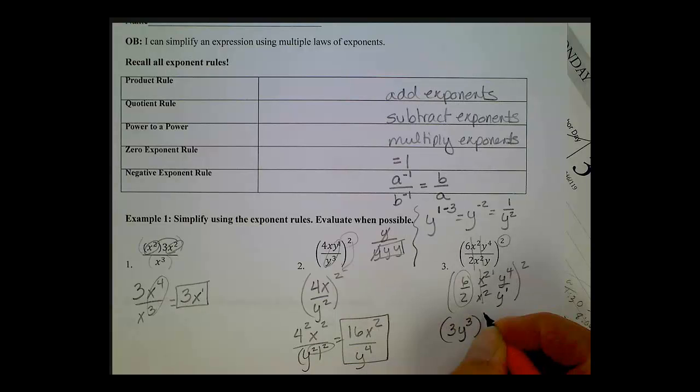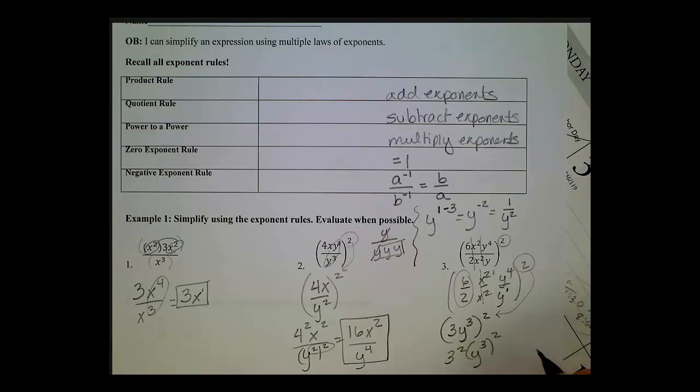And then don't forget we're still squaring it. Okay, last step hopefully. Distribute this 2 to every single term. So you'll have 3 squared times y to the 3rd squared. Alright, we're almost there. 3 squared is 9. Power to a power, we multiply our exponents. We get 9y to the 6th.